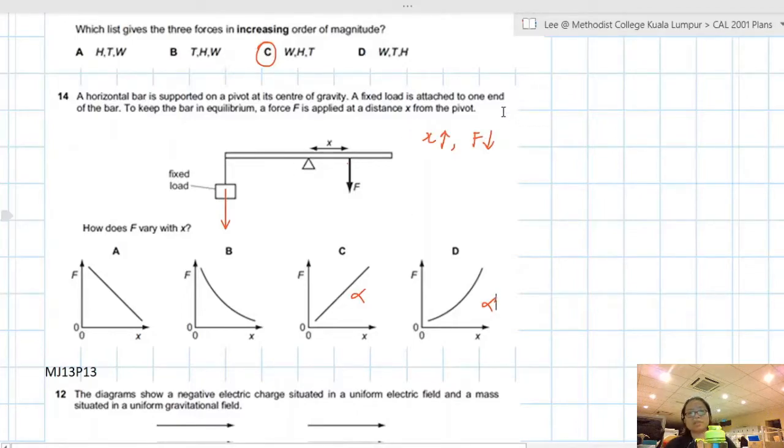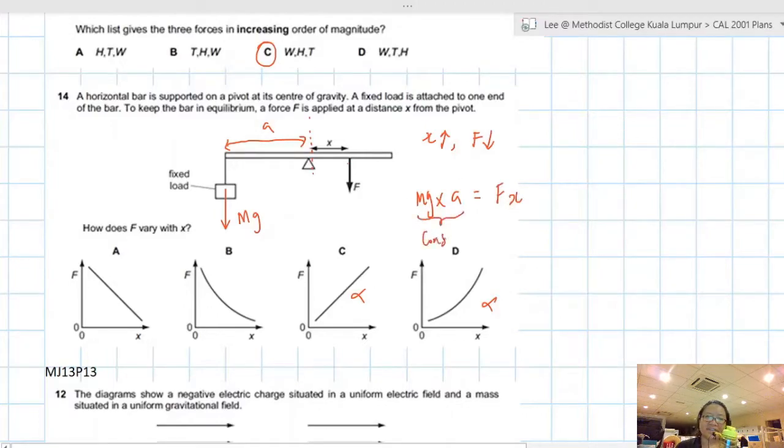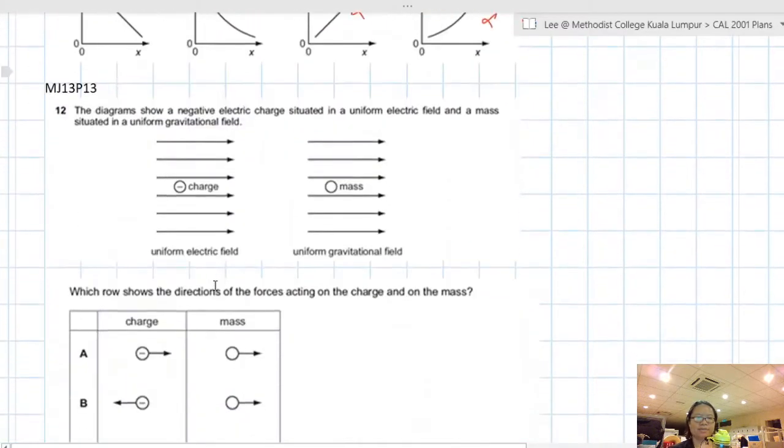Okay, so what you can do is, like I said before, F times X is a constant. Alright, so if you don't know why F times X is a constant, I'll just write out the equation for you now. Okay, let's say the distance A is fixed, mg is also fixed, so mg times A is constant. Mg times A must be equal to Fx. In this one, F is inversely proportional to X, you get me though.